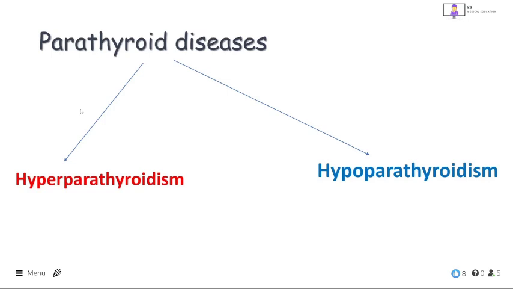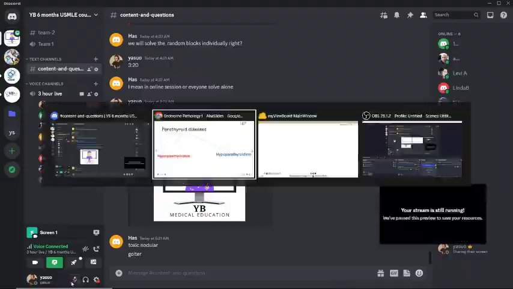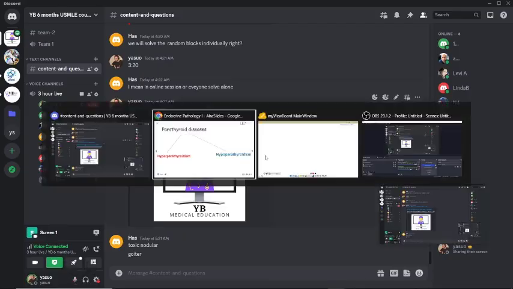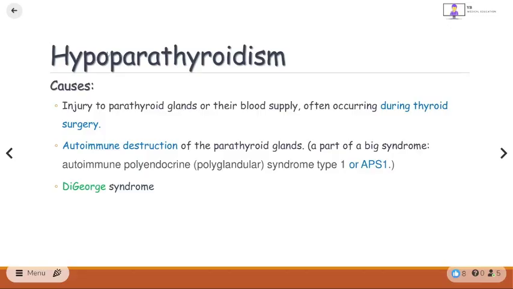Okay, so let's talk about parathyroid diseases. We finished the thyroid gland. Now we'll talk about the parathyroid. So we have hyperparathyroidism and we have hypoparathyroidism. Hyperparathyroidism means we have increased levels of parathyroid hormone in the blood. Hypo means we have decreased parathyroid hormone. Let's start with hypo because it's easier, right?